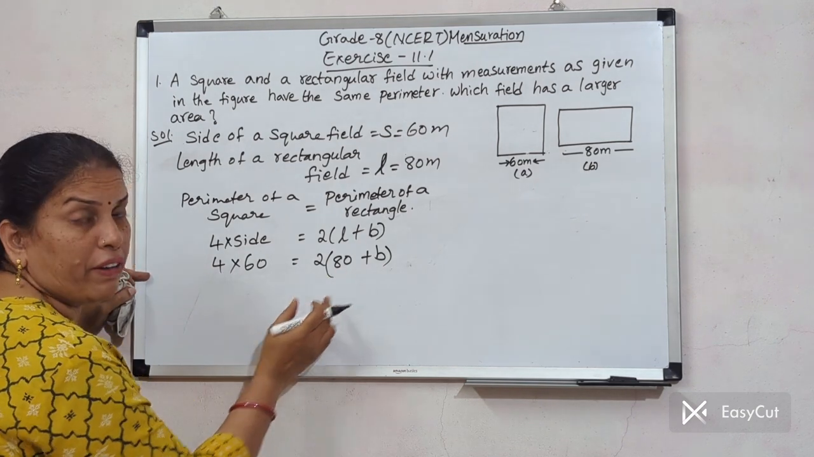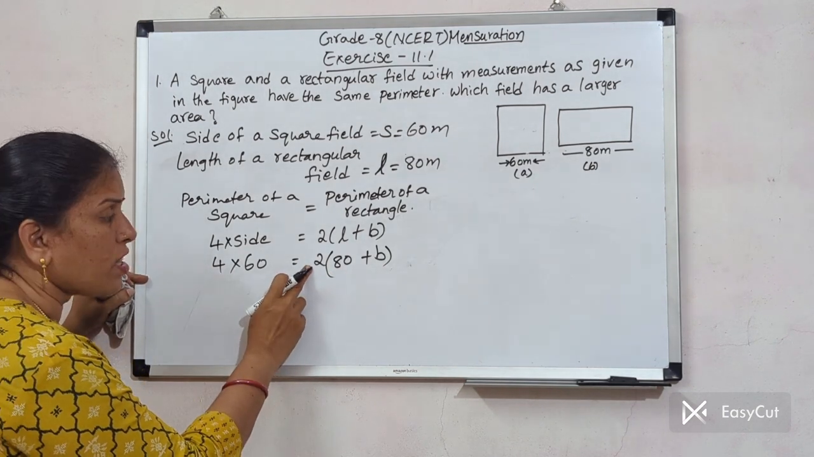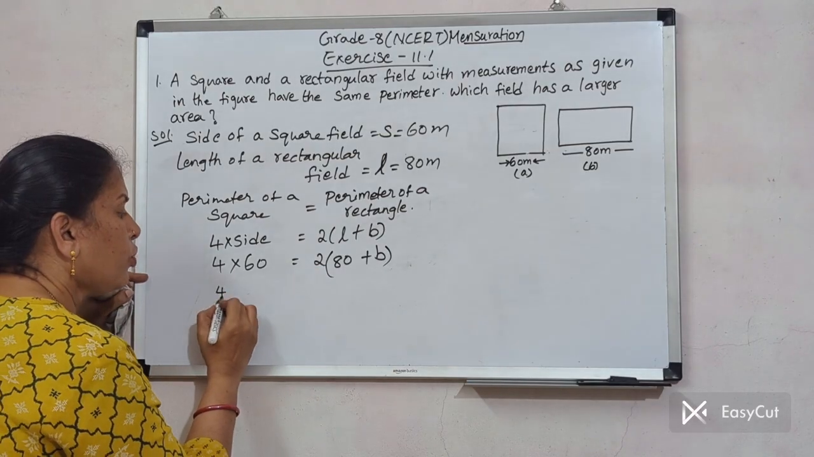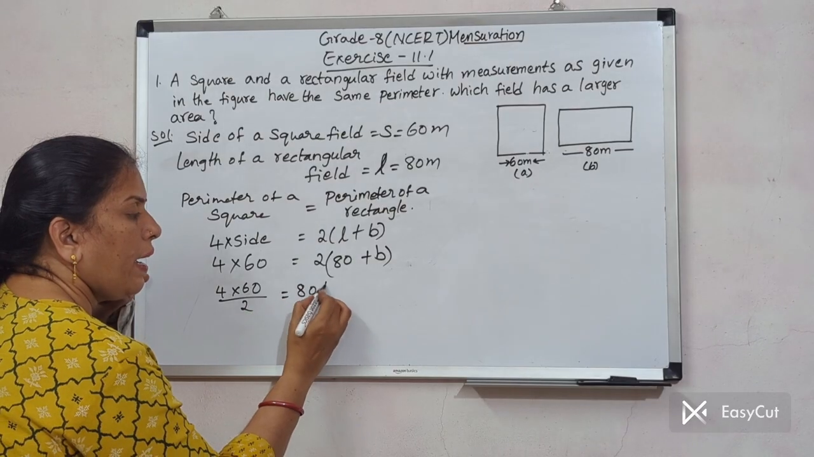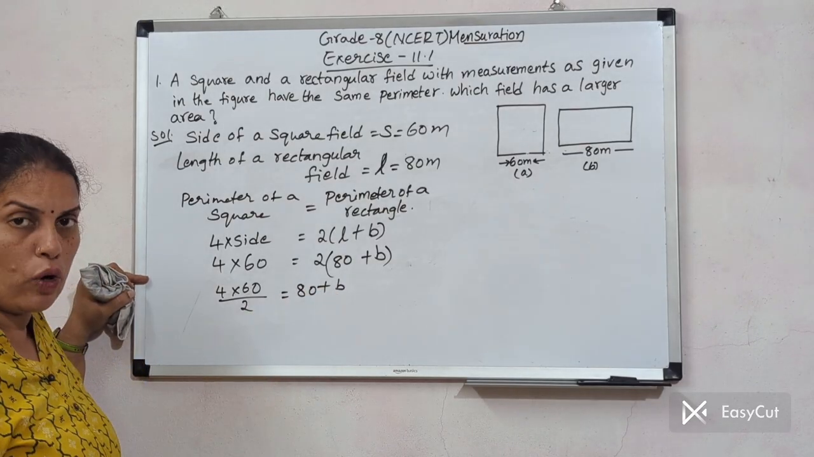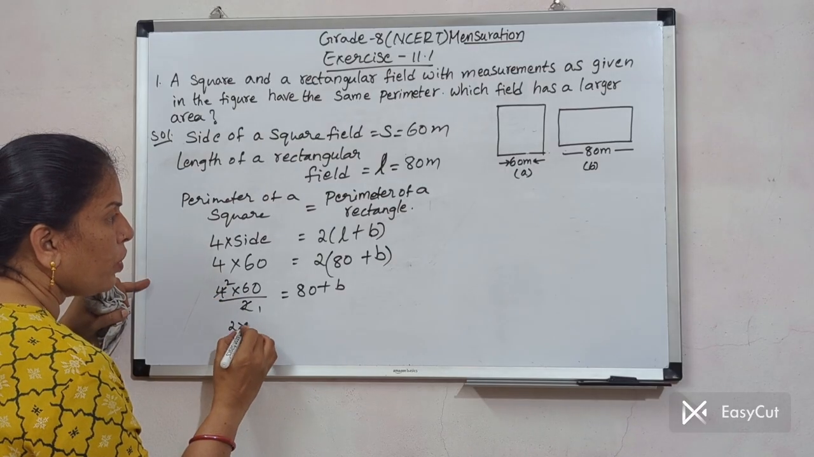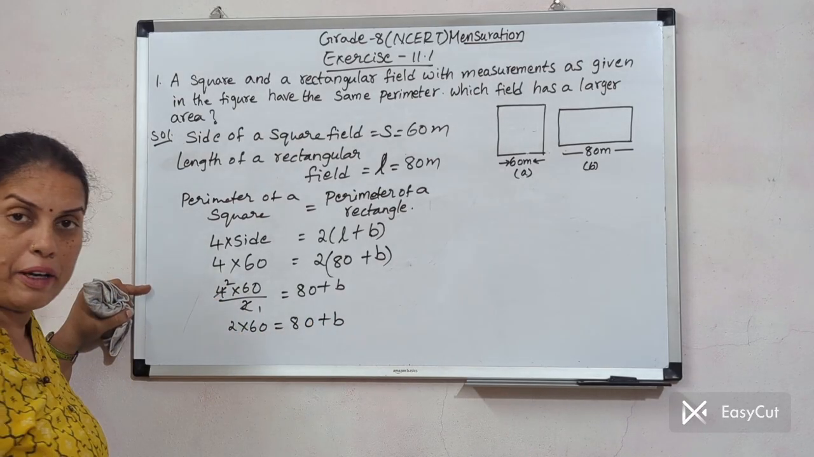Now we will find out the B value. Before B, what is there? Before the brackets, 2 is there. Cross multiply this 2, it comes to the denominator. 4 into 60 by 2 is equal to 80 plus B. Now 2 ones are 2, 2 twos are 4. 2 into 60 is equal to 80 plus B.